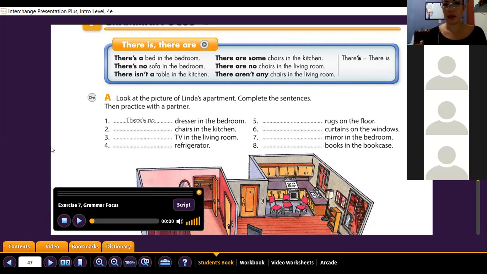About the grammar, remembering what I explained yesterday. So we use this article only in singular, okay? A or an, lo que les explicaba ayer, a and an only for singular. If it is negative, si están haciendo una oración negativa, van a poner no, o there is no, or there isn't any, right? So it's okay both ways. There aren't any, that's okay. Y some, solo para affirmative, okay? There are some chairs in the kitchen. Y any, solo en negative, okay?